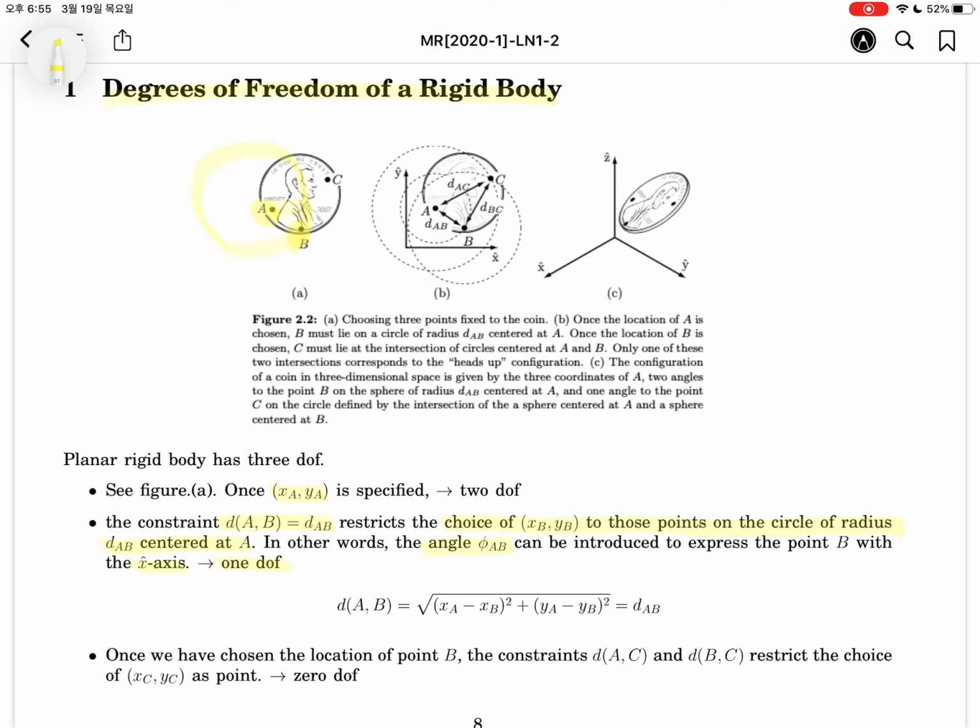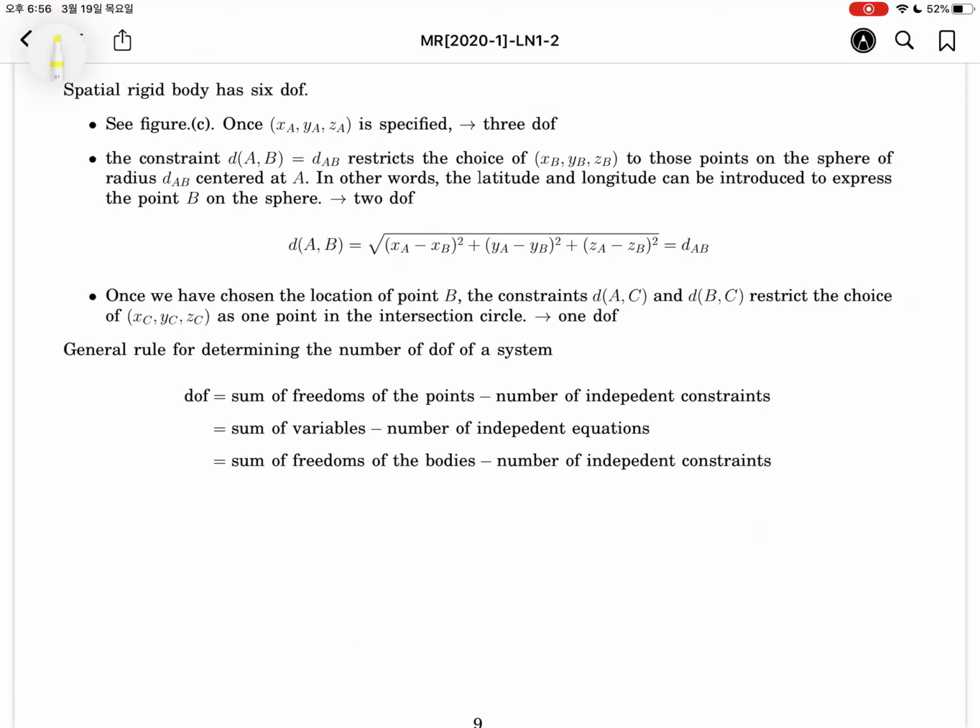That means A requires 2 degrees of freedom, B requires 1 degree of freedom. Let's add one more point, C. It has two variables, xc and yc, but it requires two constraints. So there is no degree of freedom, 0 degrees of freedom. It means in the planar case, 3 degrees of freedom is enough to describe the rigid body motion.